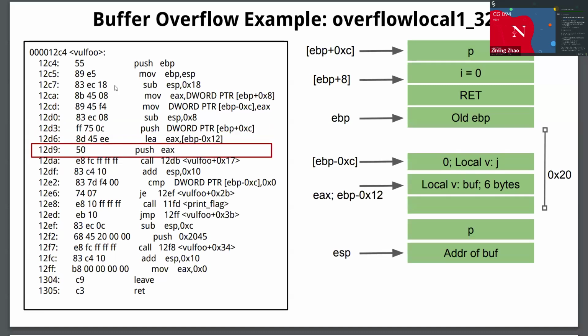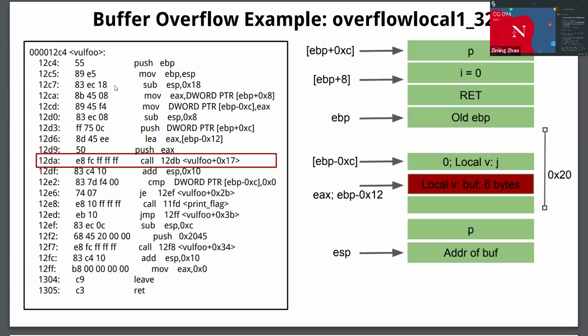So the string copy may do something dangerous. It may copy more than 6 bytes, right? If it copies 6 bytes, what will happen? It will just overwrite buff, right? Actually, it can only overwrite 5 bytes because string copy will append a 0 at the end, right?